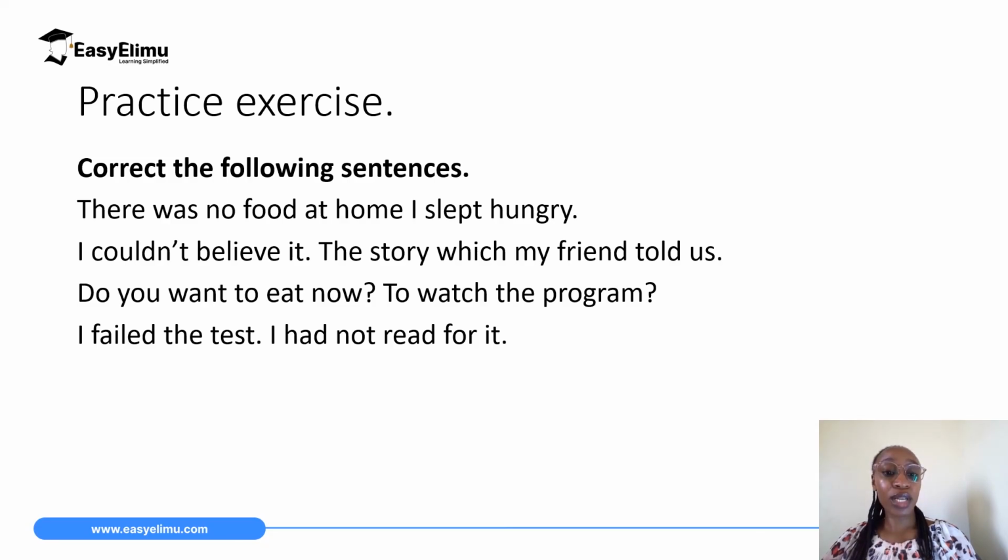Do you want to eat now? To watch the program? So we need to put a conjunction somewhere in this sentence. So, do you want to eat now or to watch the program? And lastly, I failed the test. I had not read for it. We also need a conjunction here. I failed the test because I had not read for it.